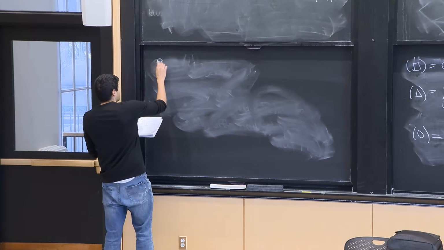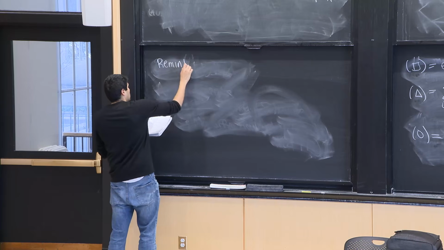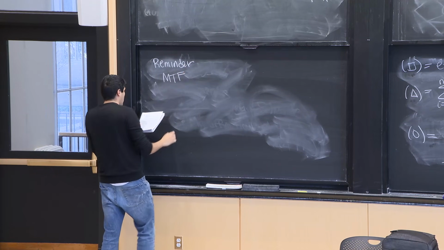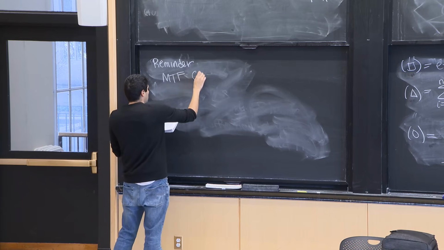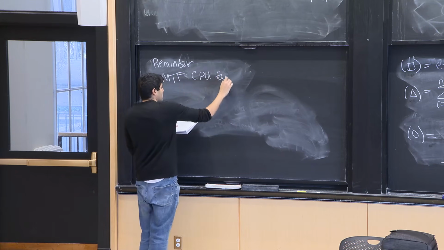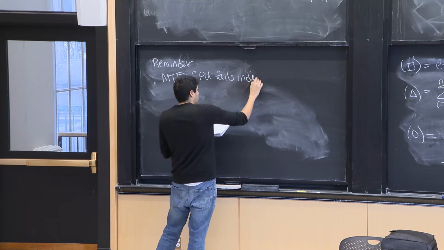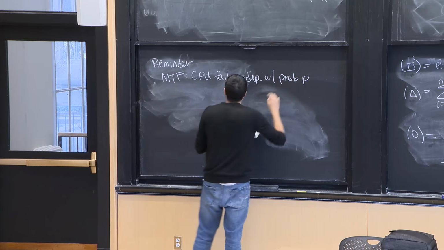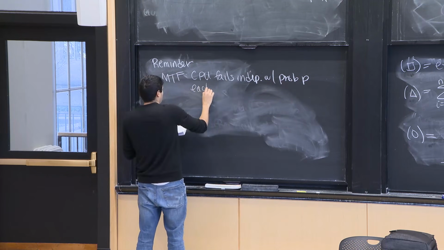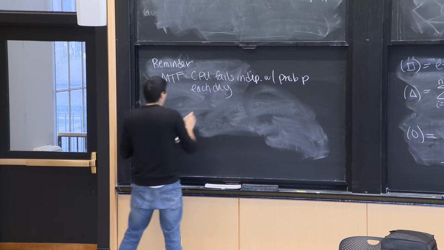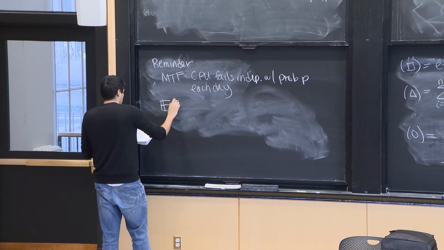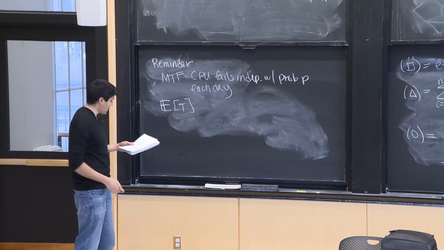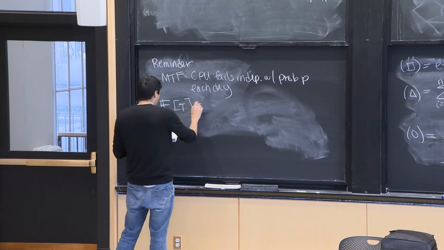So remember, just as a reminder, we had this concept of mean time to failure. And if we had the CPU fails independently with probability p each day, then one of the quantities we cared about was the expectation of t, which is the failure time for the computer. So how often do we have to replace it?